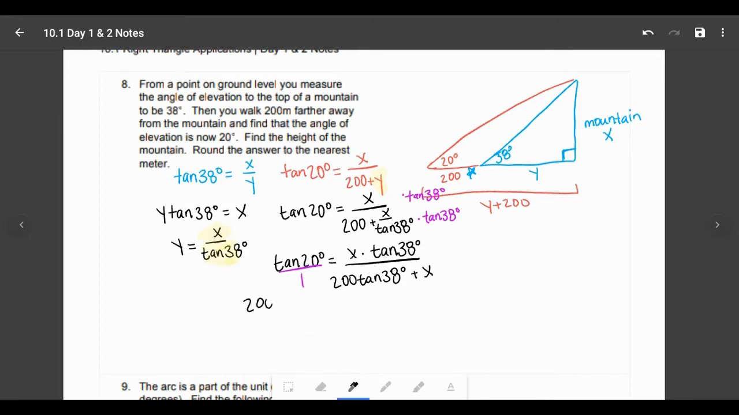So we get 200 tan 38 tan of 20 plus x times tan of 20 equals x tan of 38. Okay, here I want you guys to recognize we have two terms that both have the variable that we're trying to solve for. Since these terms both have a variable, we're going to move them to the same side.